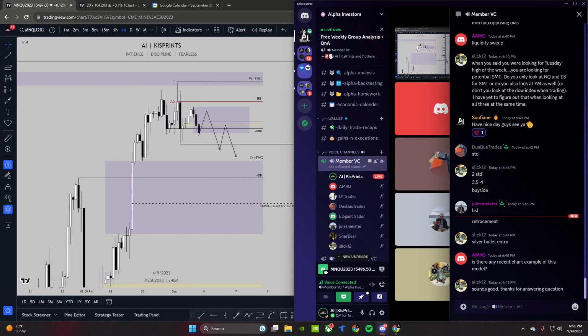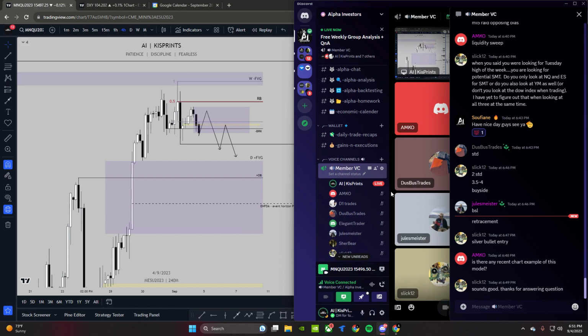So that's just a little hint, and that just takes chart time to see. But once you start looking at both indices, you'll notice it start to form.